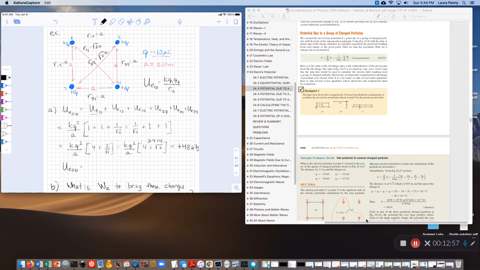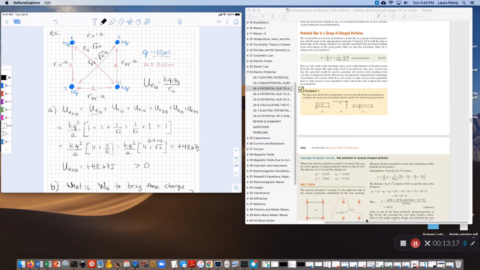The UE for the system is a positive 48.67 joules. This is positive. Remember what we said before, that if we have a positive potential energy, it means that this is a non-bound system, that this is a system that would blow apart if it could.